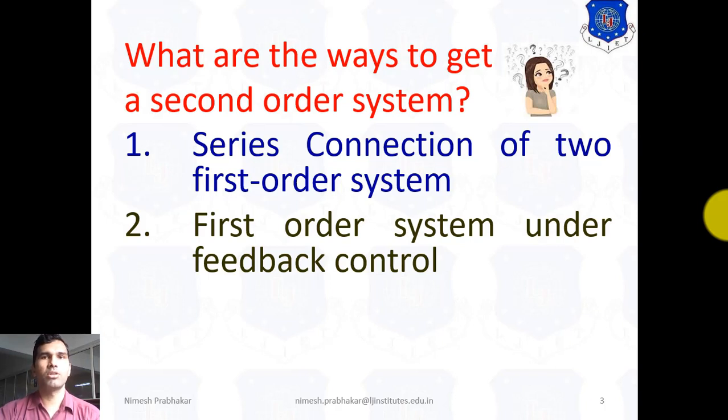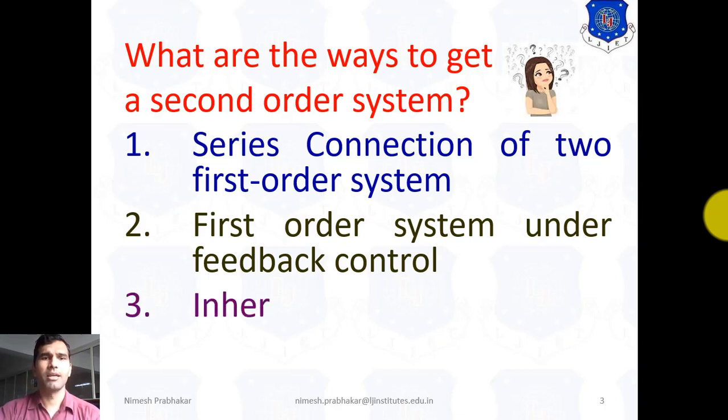We know the CSTR or CSTH is a first order system, and to control the temperature or the height inside the tank, we put in a controller. That type of system becomes a second order system. So we can get a second order system by putting control and feedback on a first order system.